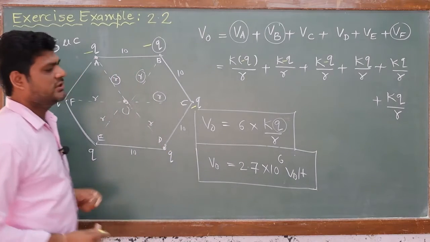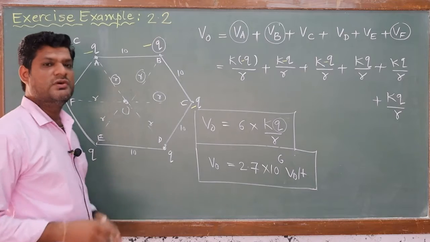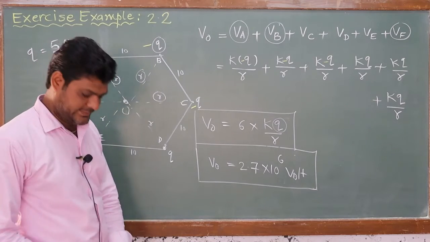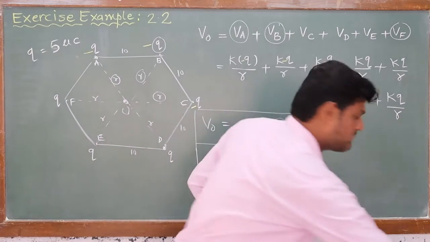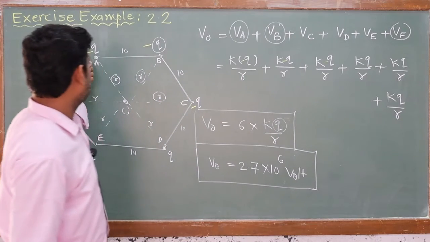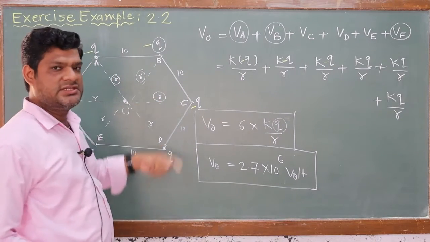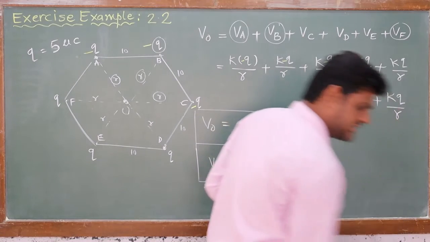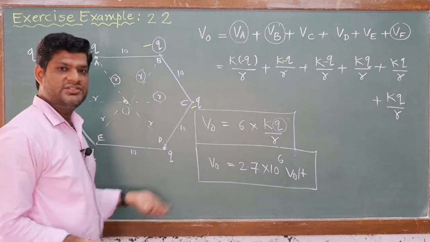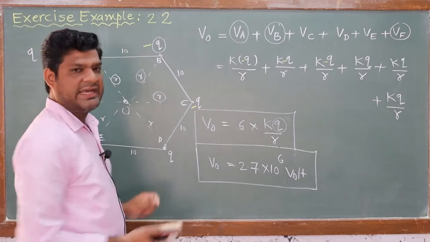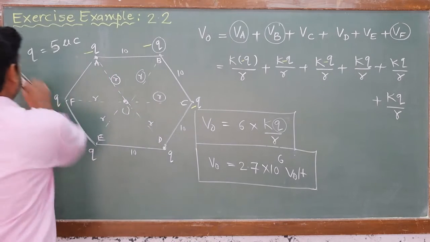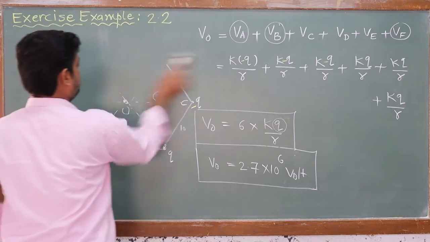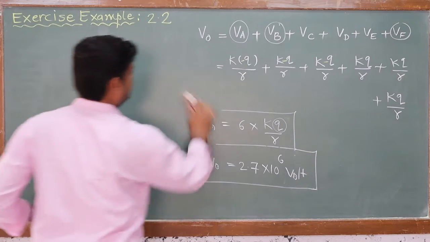So this is the question 2.2. We will move towards the next question 2.3. We can change the question like this. Suppose more than 2 or 3 charges are made negative, then what is the potential at the center? This we may change, right? Or we can give the answer like this. Okay. See the next question 2.3.